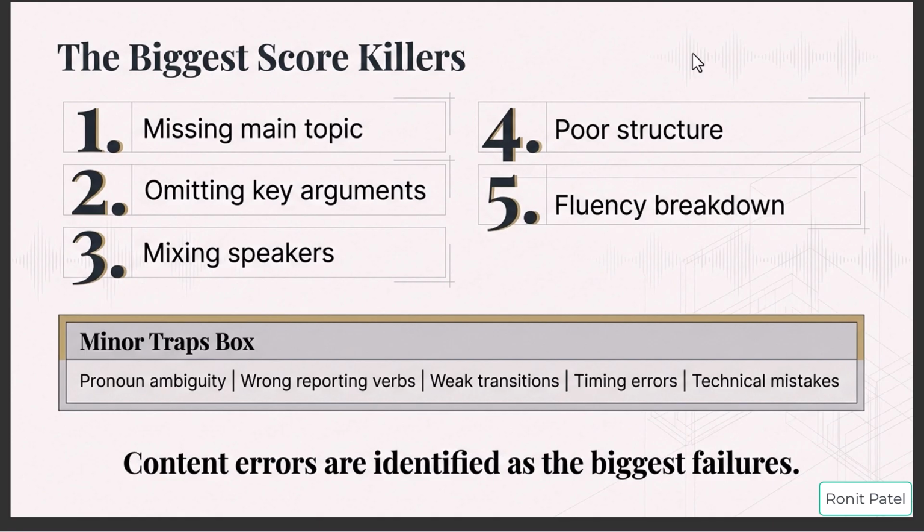Now, I would like to provide an expert insight. Content errors are identified as the biggest failures. This is 100% aligned with real PT scoring patterns. Okay, remember this properly.